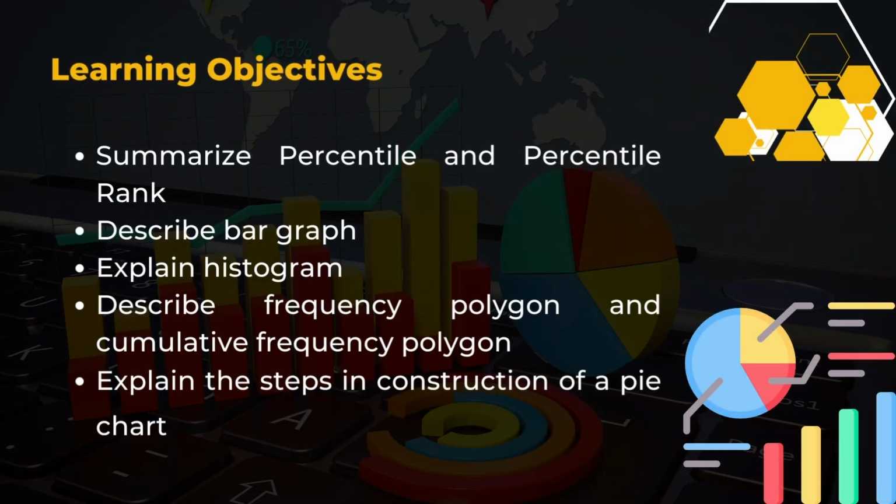So in this session, we are going to summarize percentile and percentile rank, which we also discussed in the last session. We will describe bar graph, histogram, frequency polygon and cumulative frequency polygon, and also explain the steps in construction of a pie chart. This is also related to the last session on tabulation of data, because there we discussed how to calculate cumulative frequency, percentage, and so on. So now let us begin.